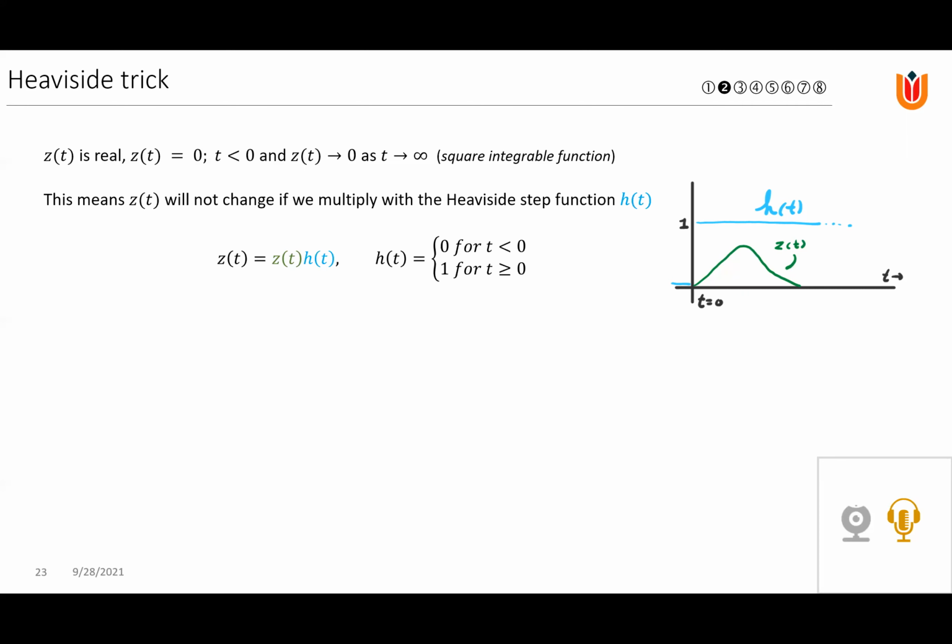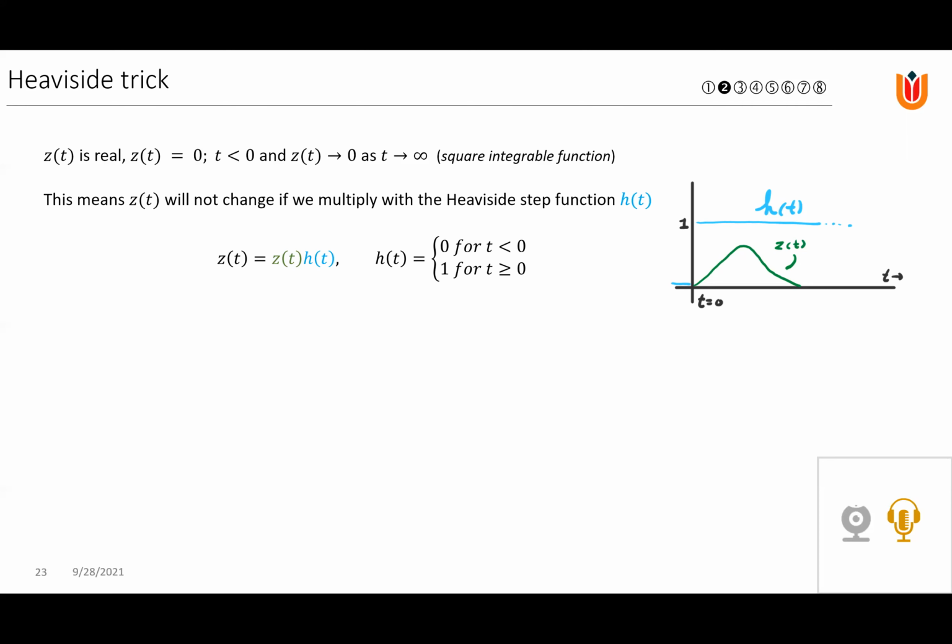No, so yeah, that is not really well written. What it says is that z of t is 0 when t is less than 0, and z of t goes to 0 as t goes to infinity. That is what the equation says.